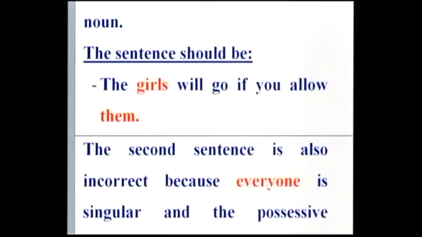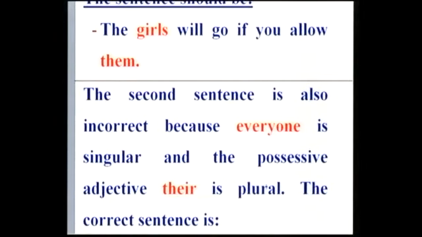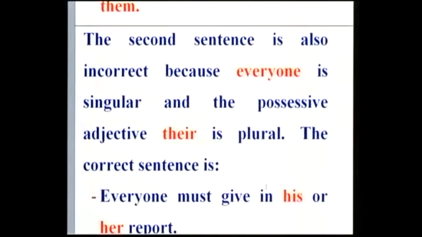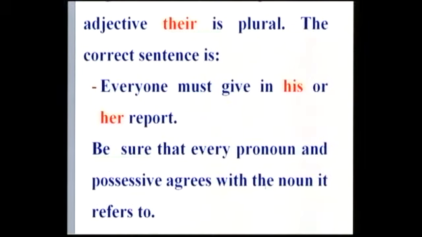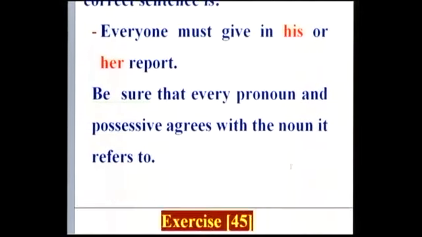Now, the second sentence is also incorrect because "everyone" is singular and the possessive adjective "their" is plural. The correct sentence should be: "Everyone must give in his or her report." Be sure that every pronoun and possessive agrees with the noun it refers to. دي حاجة لازم ناخد بالنا منها، إن كل ضمير وكل possessive يعني ضمير ملكية بيتفق مع الاسم اللي بيشير إليه.